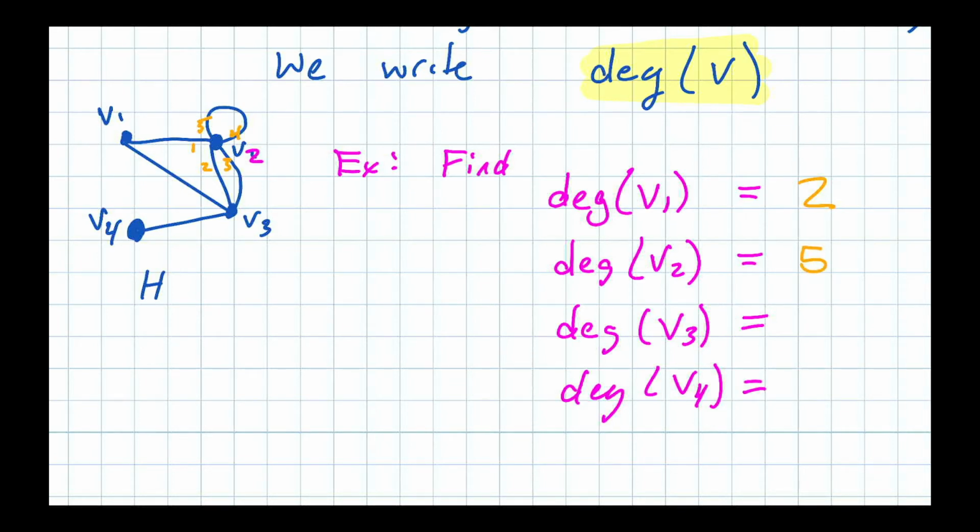Okay, so let's move on. Let's do V3. V3 is just 1, 2, 3, 4. And then the degree of V4 is just 1. So that's how you find degrees. The only hard part is remembering to double count, like I said. Okay, what else can we say about it?